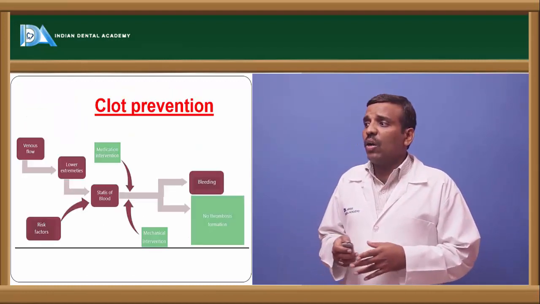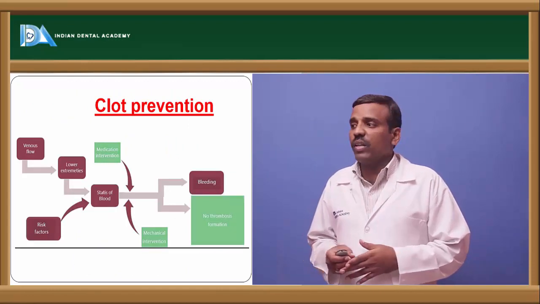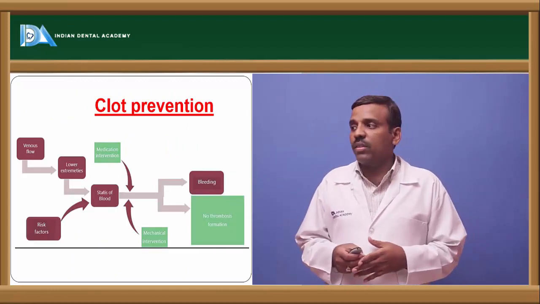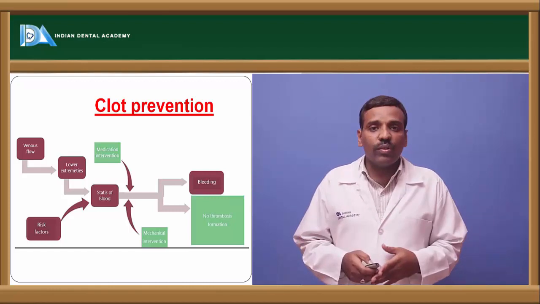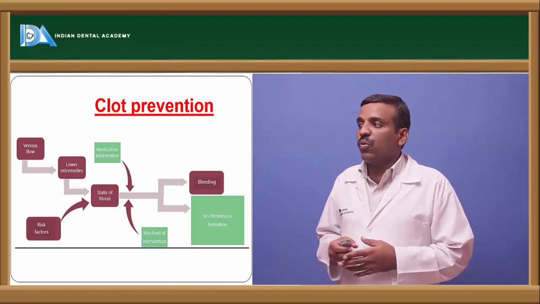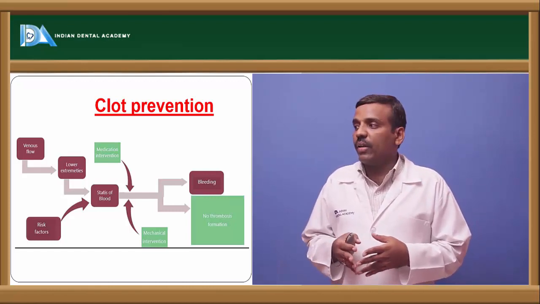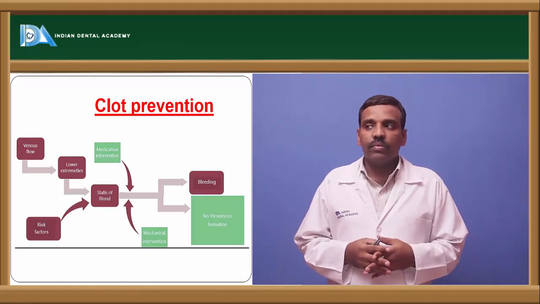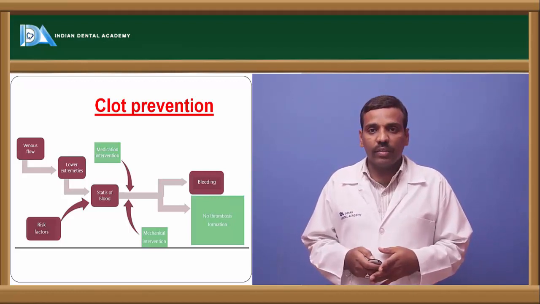And next one, clot prevention. When there is venous flow in the lower extremities and stasis of the blood, it undergoes two functions. One is bleeding and no thrombosis formation. That is the clot prevention mechanism.